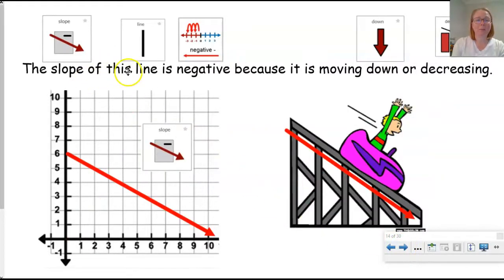Now, the slope of this new line is negative because it's moving down or decreasing. Now look, again, I'm starting where the y line is, and I see that my line is moving downhill. That's considered a negative slope because it's going down. And we see here's someone going down the hill. The slope of this roller coaster hill would be negative.